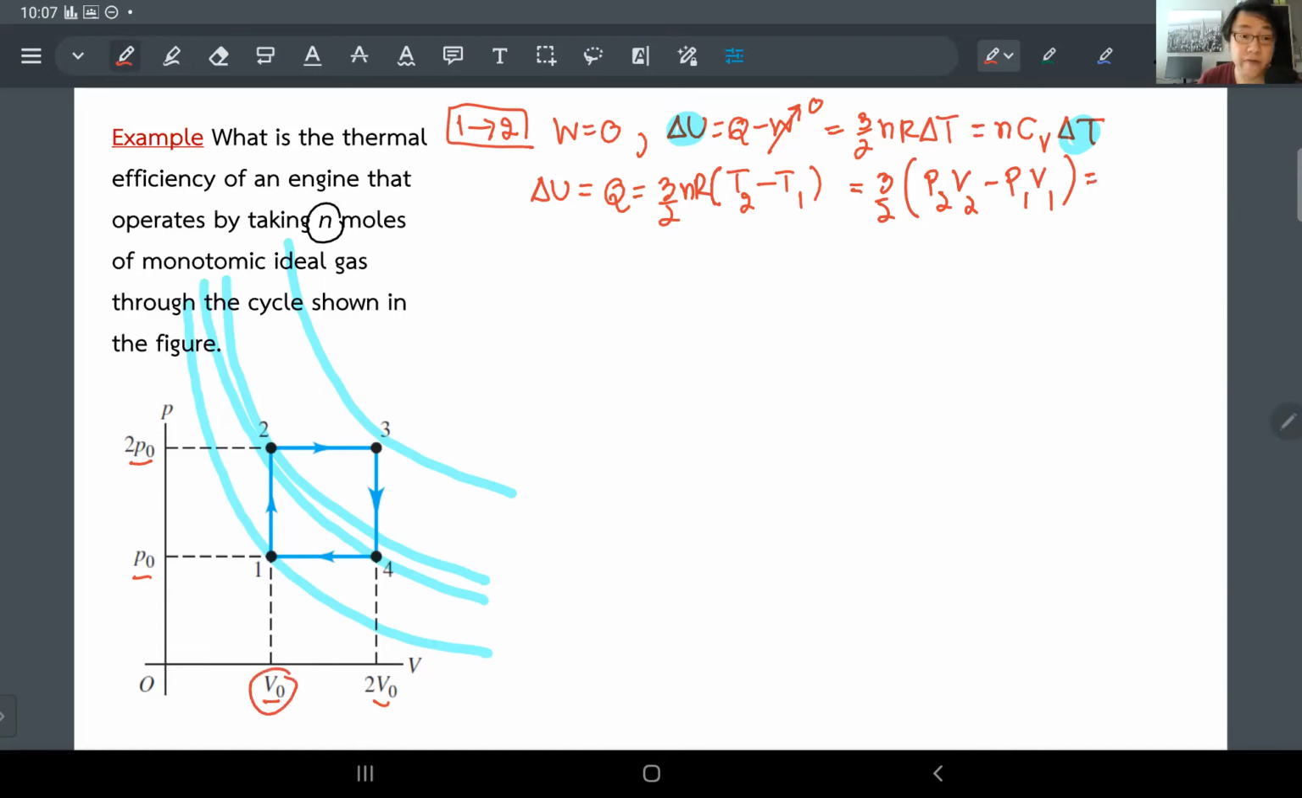The volume stays fixed at V naught. P2 is 2 P naught. P1 is P naught. So it's going to be 3/2 times 2 P naught V naught, subtract out 1 P naught V naught. So what you have left over here is going to be P naught V naught. Very good. Okay. Done. That's it, guys.